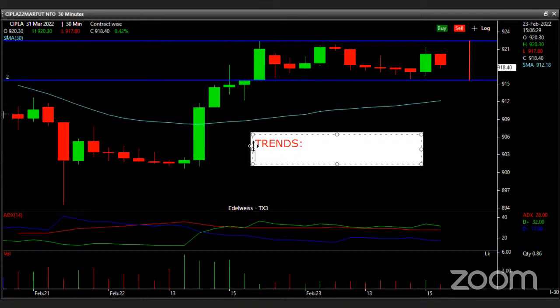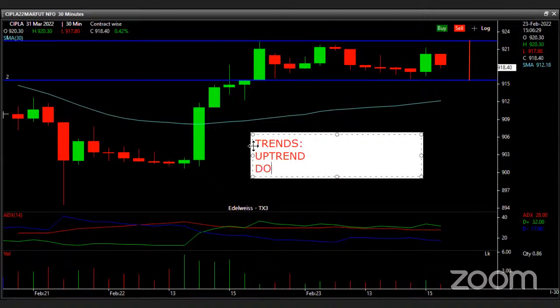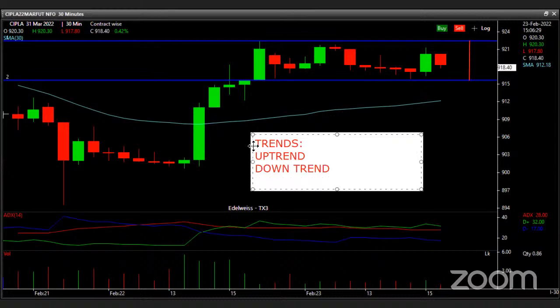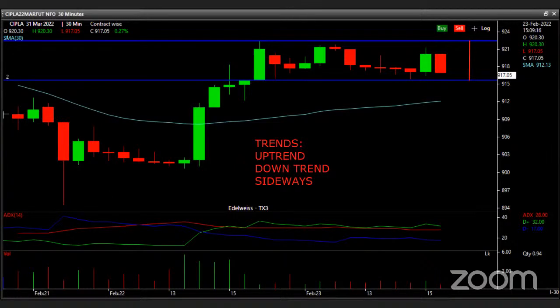Now, in trend, we have uptrend, we have downtrend. And apart from these two, another is referred to as sideways. Uptrend means what? When the majority of the candles are on the upside. So how to form the uptrends? Say for example, if I'm going to draw like this. This is a classic example of an uptrend.